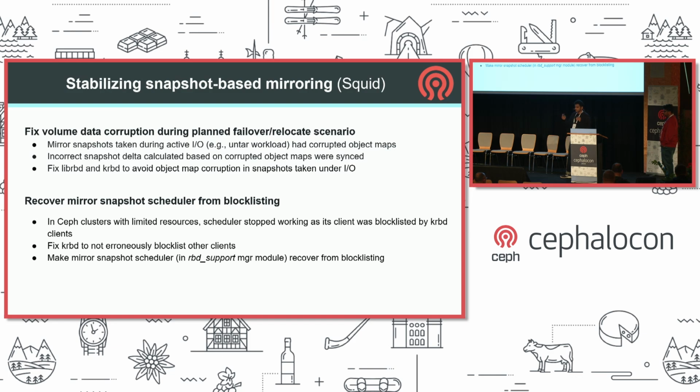And then when we're running these mirrored clusters in constrained Ceph environments, like Kubernetes environments that we use for some of our products, we realized that the snapshot scheduler in the Ceph Manager module, which allows you to create mirror snapshots automatically, just stopped working. It was getting blocklisted by one of the kernel clients. So we made a change to the kernel client to not aggressively blocklist other clients. And we also made changes to the manager module, specifically the snapshot scheduler, to be able to recover from blocklisting.